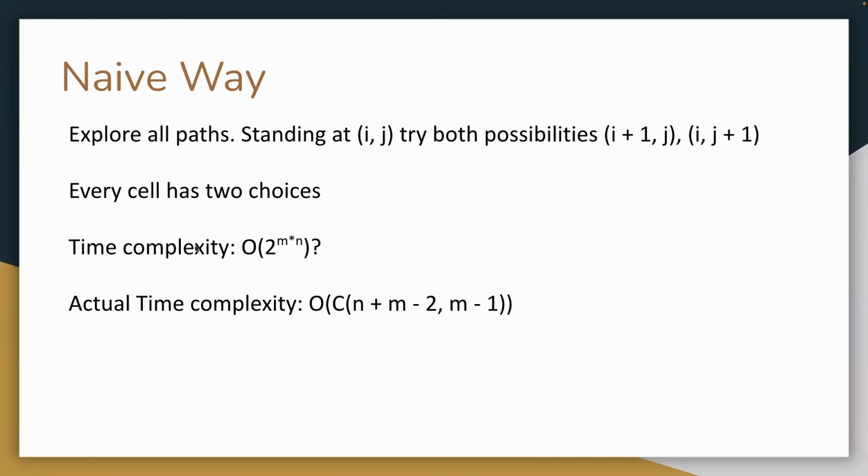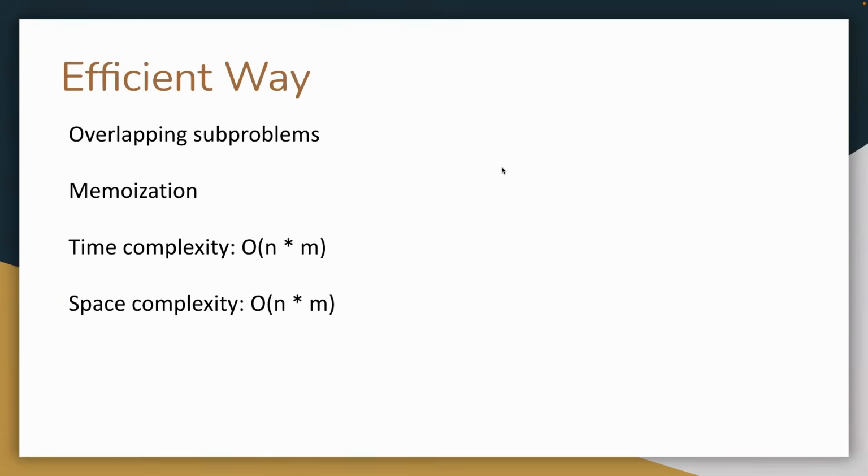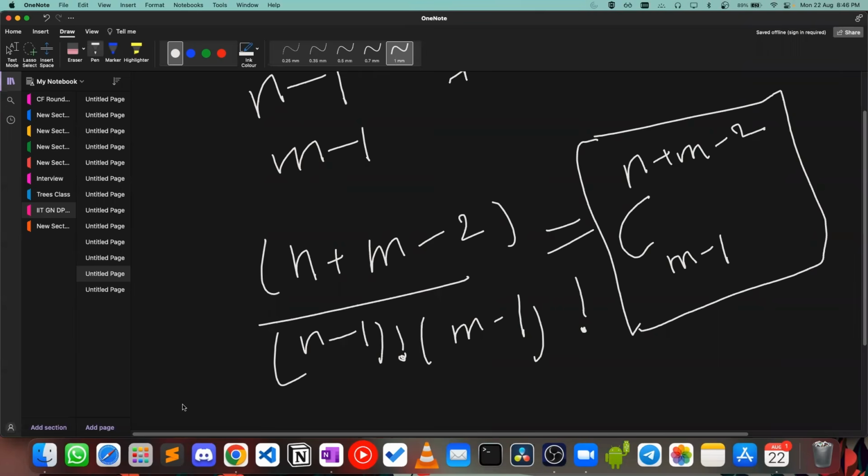So the time complexity that you might think of could be 2 to the power mn, but I've given you a case where this is not exactly 2 to the power mn, but the actual time complexity is this. Okay, so is this clear to everyone, the naive way to solve this problem? Okay, so now let's talk about the efficient way, which is using memoization.